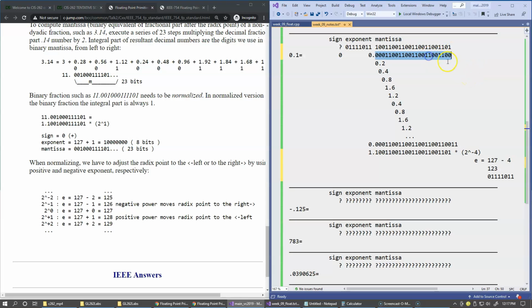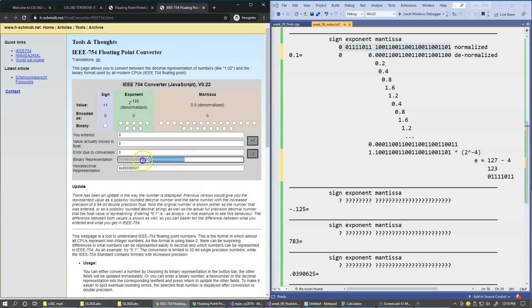So this is how the denormalized fraction looked. Right? So this is denormalized. And now, of course, this is all normalized. Okay, so we're ready to go. Of course, sign is 0, so we can now try this bit pattern to verify if everything looks good in our floating point converter. So we're just going to paste this bit pattern here, get rid of spaces, hit enter.